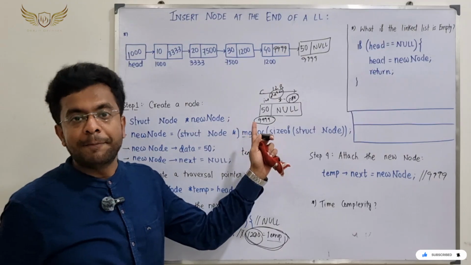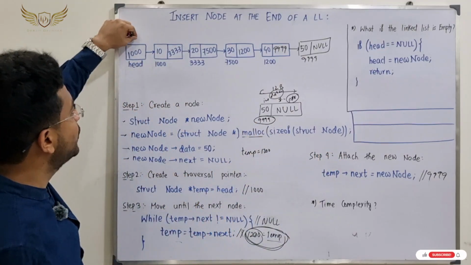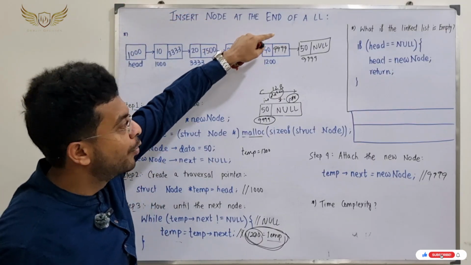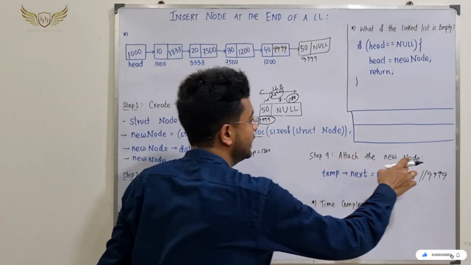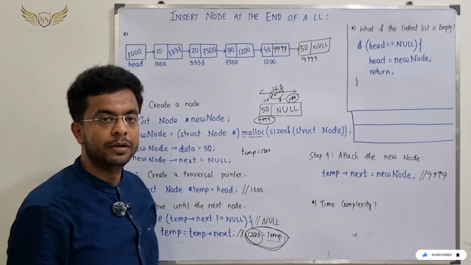I hope it is absolutely clear whatever we have talked so far. What we will be doing? We will be starting from the head, we will be using a temporary pointer, we will be traversing till we reach the end. Whenever we reach the end, we will be attaching the new node using this logic, whatever it is written on the whiteboard.